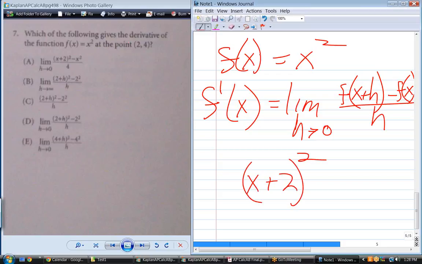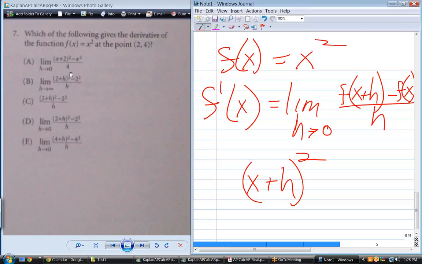Excuse me, hold on, I wrote that wrong. That's how I would write that. That's what f of x plus h is: x plus h squared. And they're asking us to evaluate it at this point, so I'm going to fill in 2 for x.